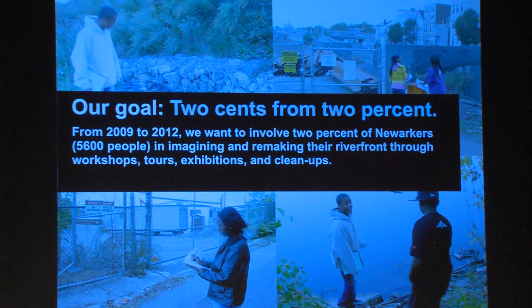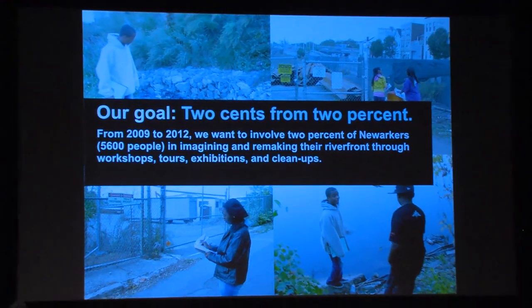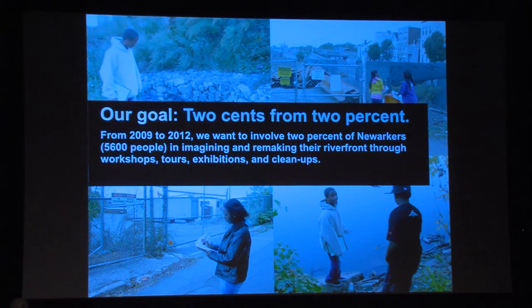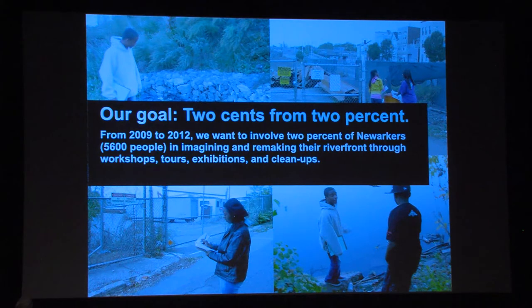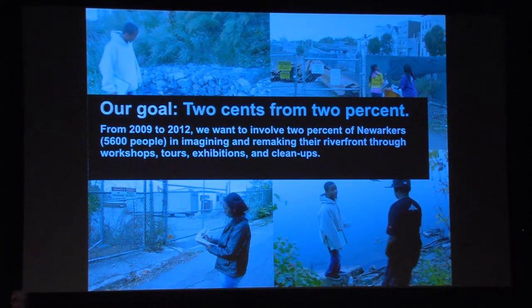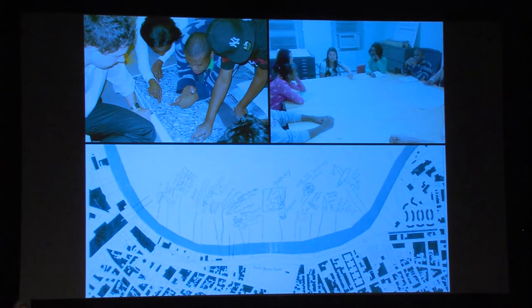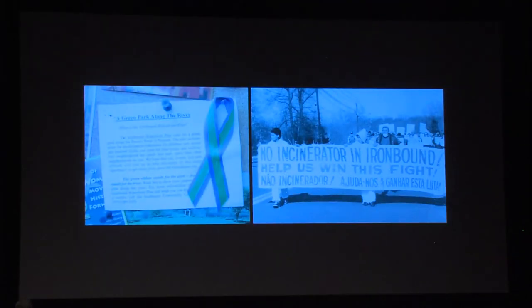We set a really arbitrary goal of reaching 2% of Newarkers, getting 2 cents from 2%, about trying to touch 5,000 people to see if any project here was even worth doing. Began doing things that people do in design studios, looking around, making sketches, trying to figure out why things are the way they are, looking at the archives, interviewing real estate developers, environmentalists, making maps of things we found, like exciting things like dead birds and like ripped up boxer shorts.